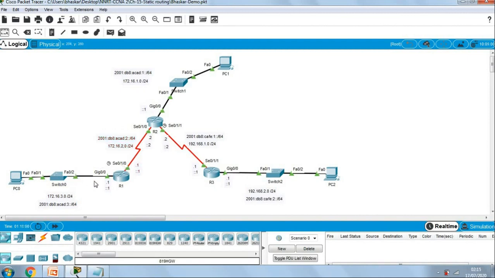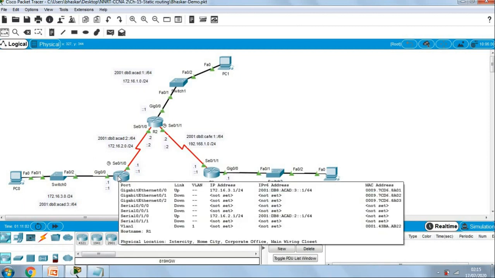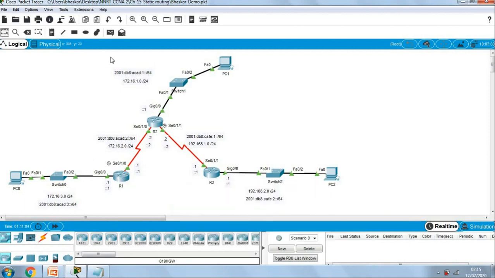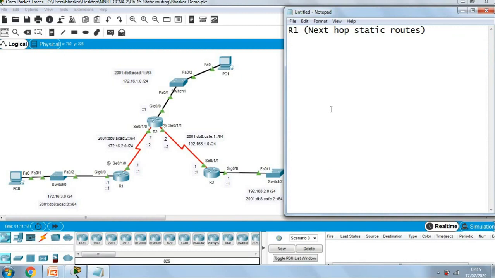172.16.2.0. These two are connected networks. R1 doesn't know about this network. This is a remote network, and this is also a remote network. Okay. See the path from R1. See the question. From R1, I want to reach R2. This is the one.